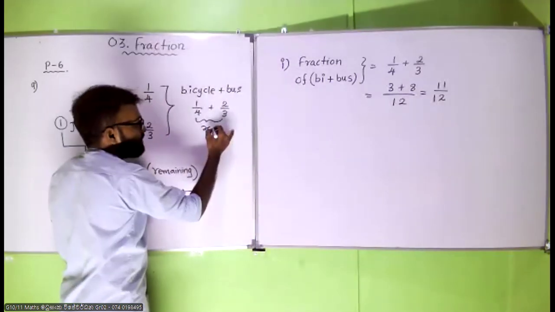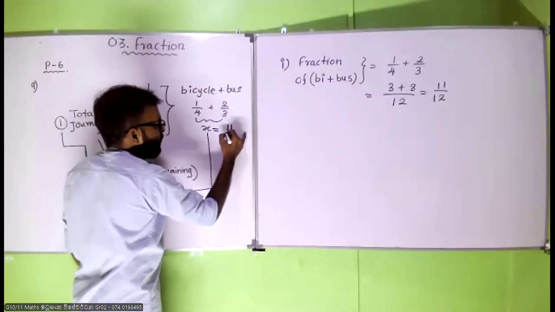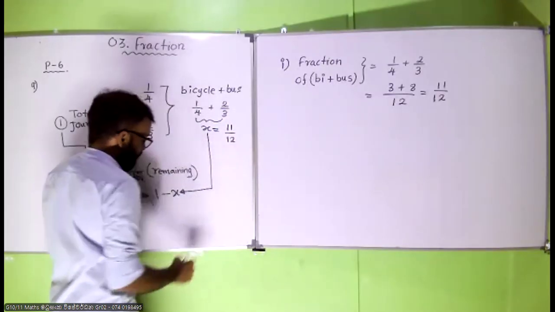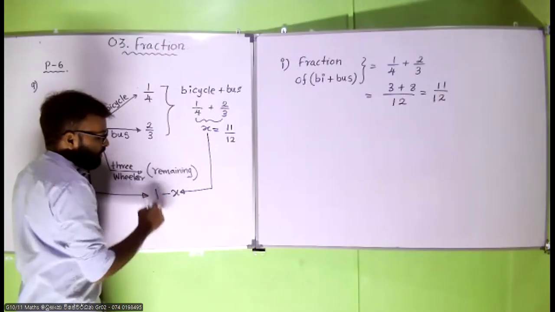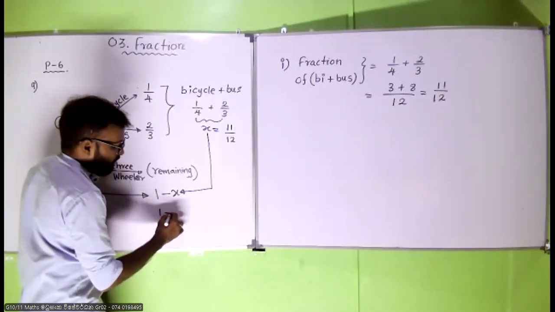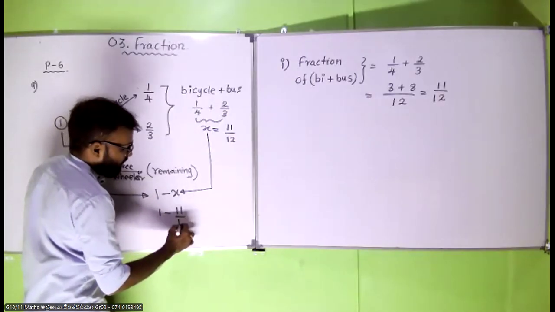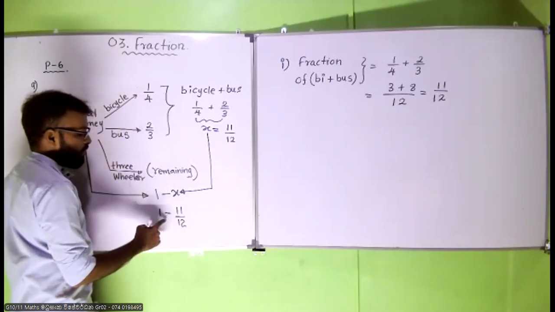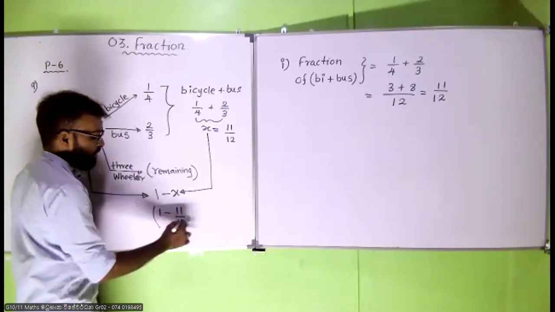So this x is 11/12. If you want to find the remaining portion, you have to subtract: 1 minus 11/12. This is your remaining portion. Right?